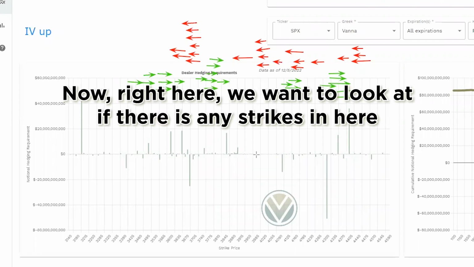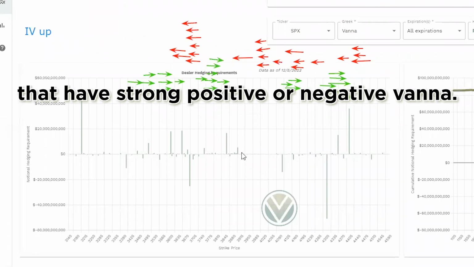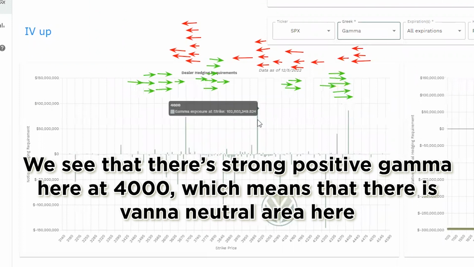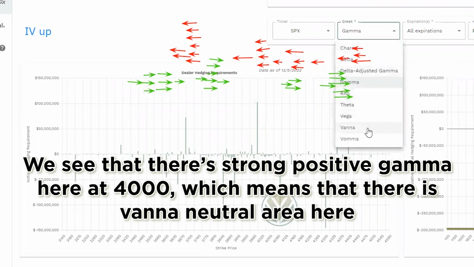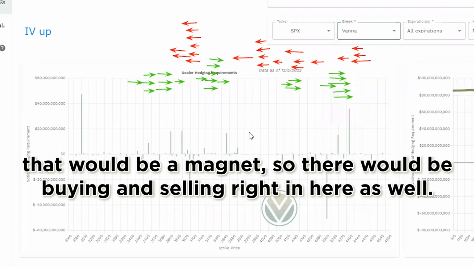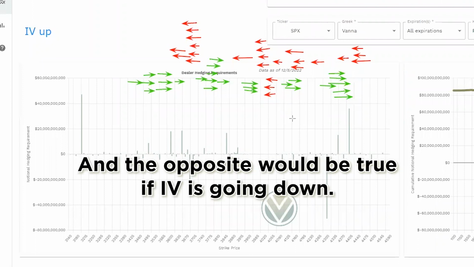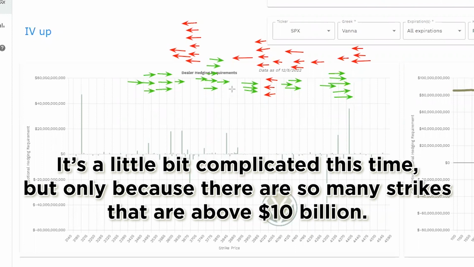Now, right here, we want to look at if there are any strikes in here that have strong positive or negative Vanna. So we go and look at the Gamma side. We see that there's strong positive Gamma here at 4,000, which means that there is a Vanna neutral area here that would be a magnet. So there would be buying and selling right in here as well. So this is if IV is going up, and the opposite would be true if IV is going down. It's a little bit complicated this time, but only because there are so many strikes that are above 10 billion.